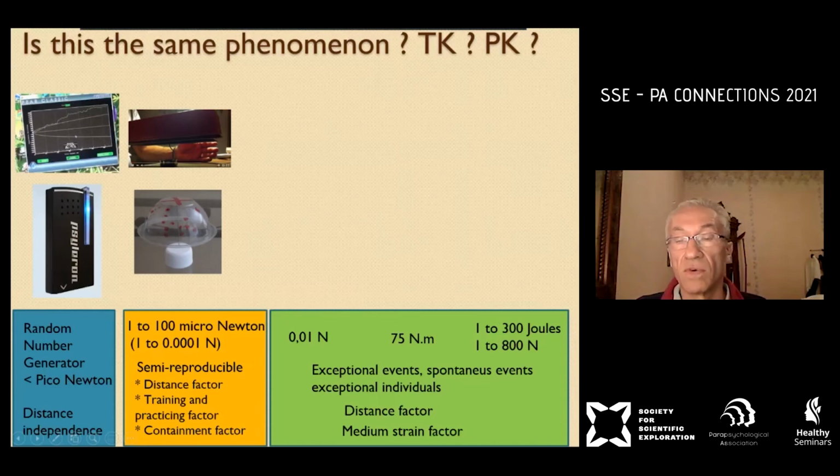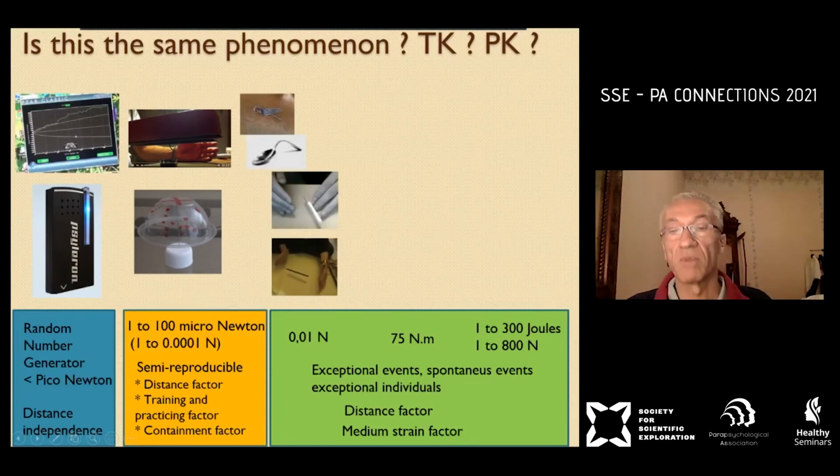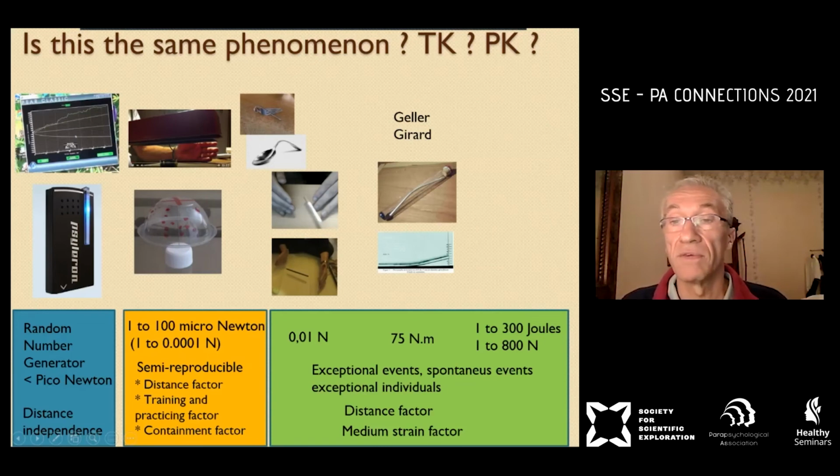And if we move up in energy, we have some experiments where small objects are levitated. We are also looking at metal bending. And for metal bending, in some experiments done with Girard in France with the laboratory of Péchinet, they measured around 75 newton meters, which is really big.